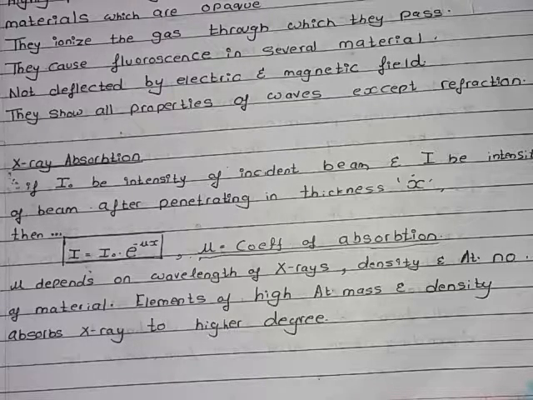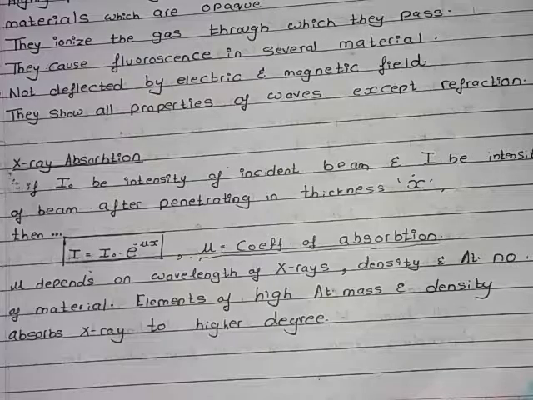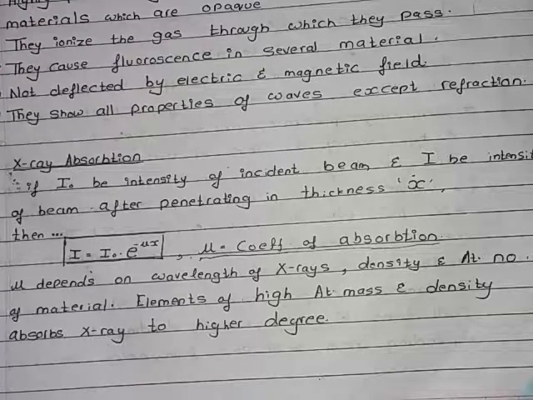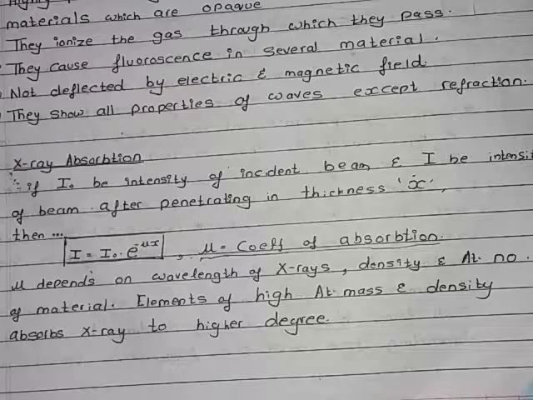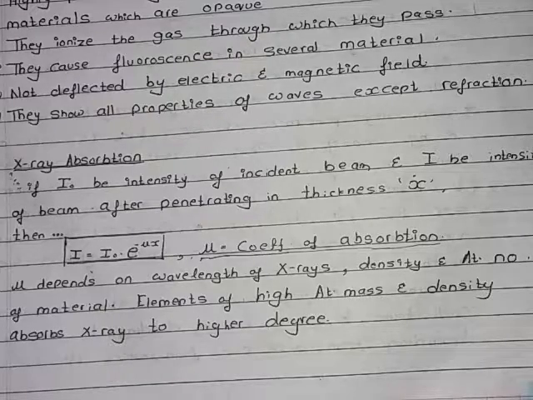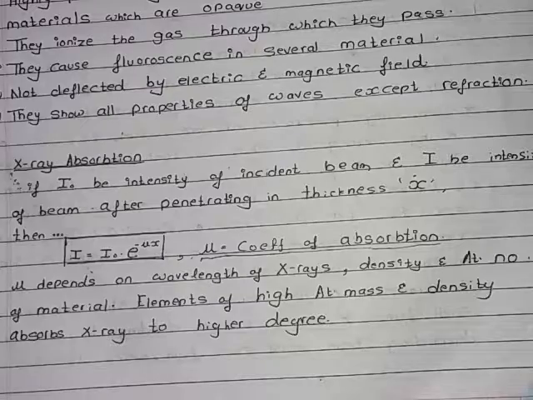Elements of high atomic mass and density absorb X-rays to a higher degree. That's elements which have higher atomic masses, like francium, radium, plumbum. Any element with higher atomic mass and density can absorb X-rays, because X-rays are highly penetrating, so elements with higher atomic mass can absorb them. So next page, let's do.